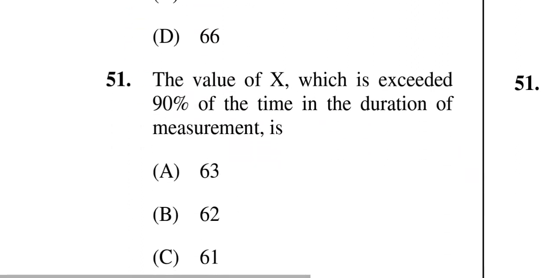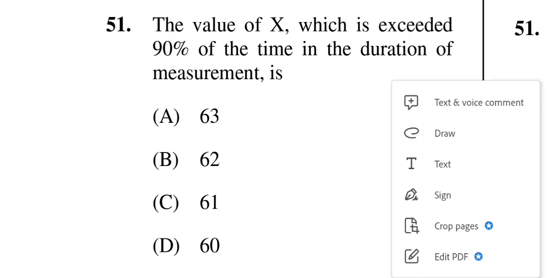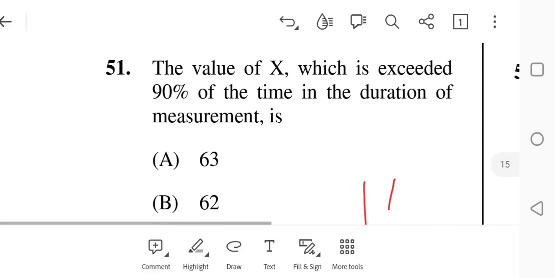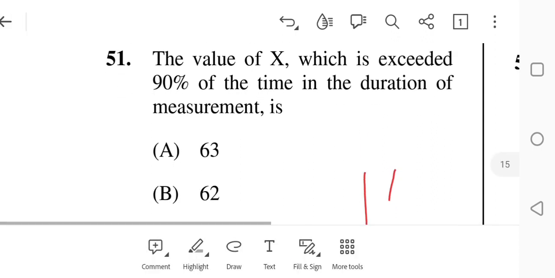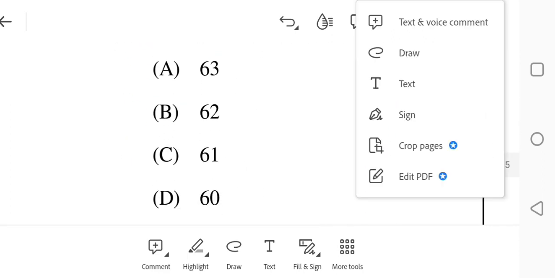The next question says the value of X which is exceeded 90% of the time in the duration of measurement is 63, 62, 61, 60. So it will be 61. C is the correct answer, that is 61.